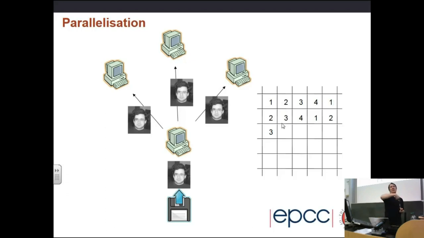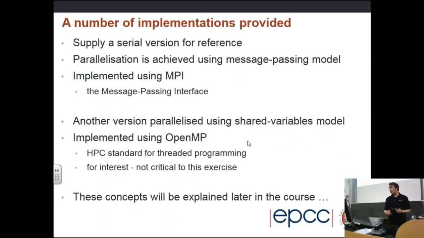So I divvy up the pixels cyclically, like a pack of cards. Again, that is way, way, way from being the most efficient thing to do, but it's the most simple thing to do. And so that is the exercise. There's a serial version for reference. There's an MPI version, which I think is the one you should run. I'd not expect you to understand the code, but just running it and looking at the performance is interesting, hopefully. There is a threaded version using OpenMP, but that's just there for interest.